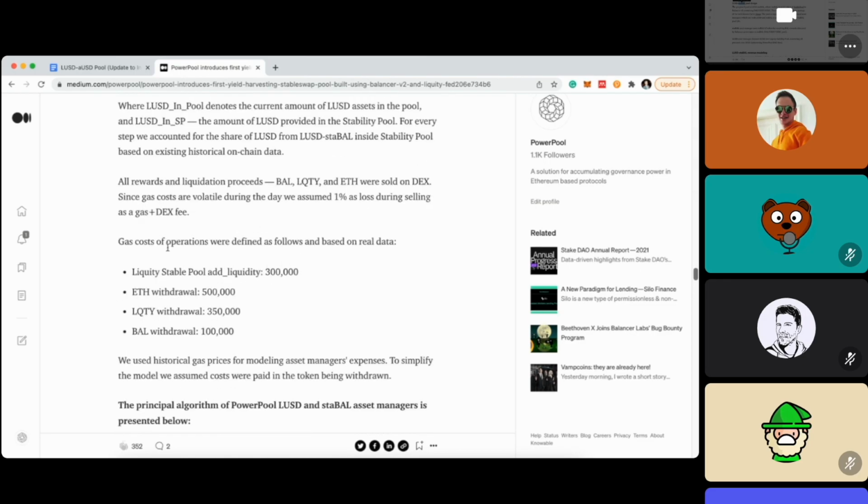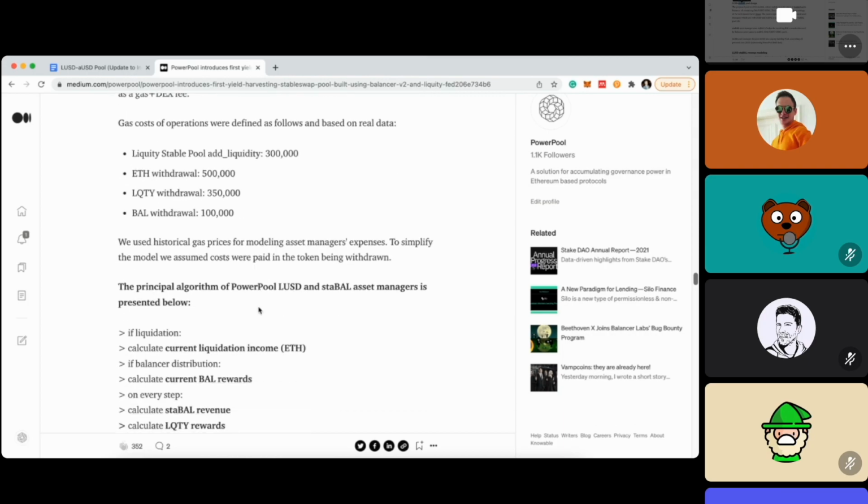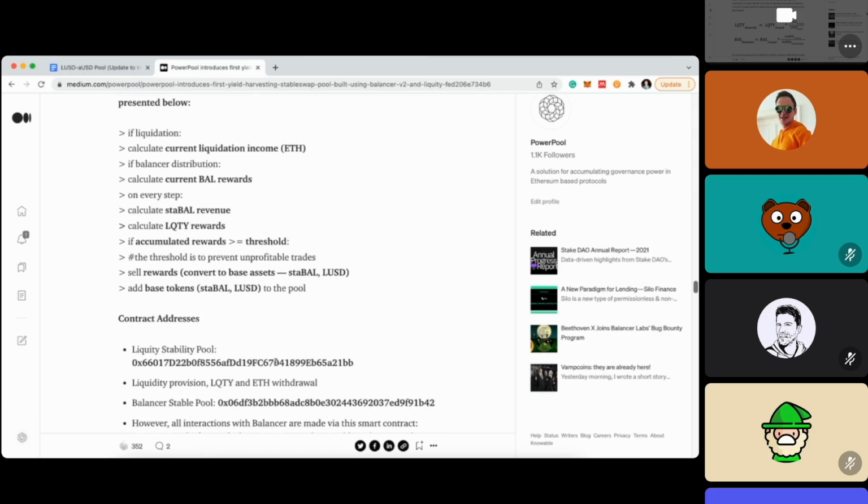We also calculated gas expenses, taking into account gas costs that we got mainly in the Liquity Discord, and thanks to Liquity for rapid responses on our requests. Here we have a principal algorithm for asset managers. As I said before, calculating income, converting it and adding it to the pool. So that's how it works.